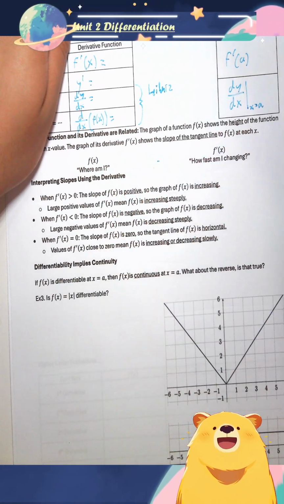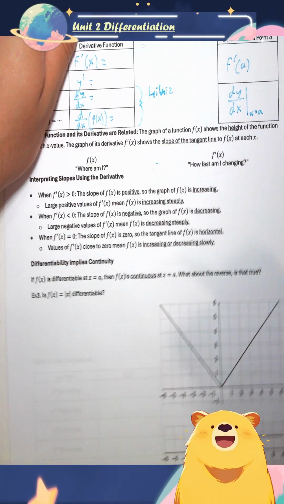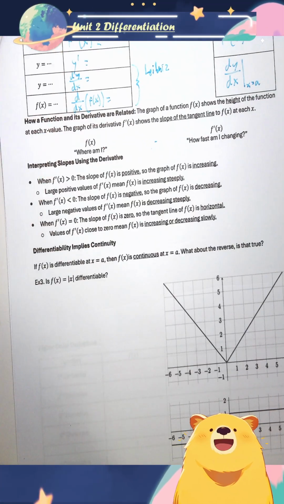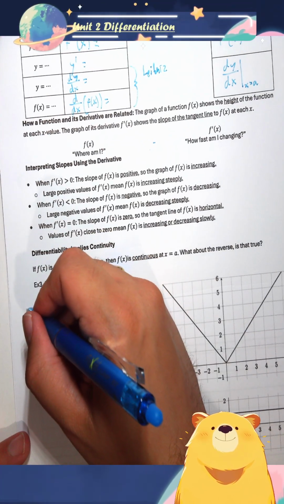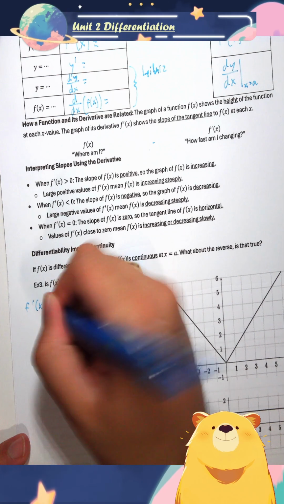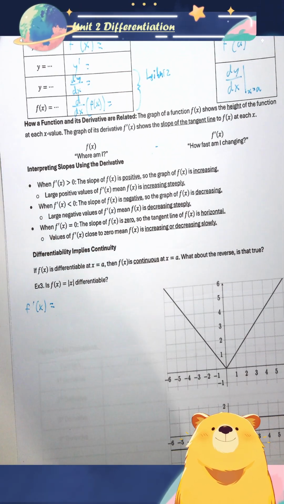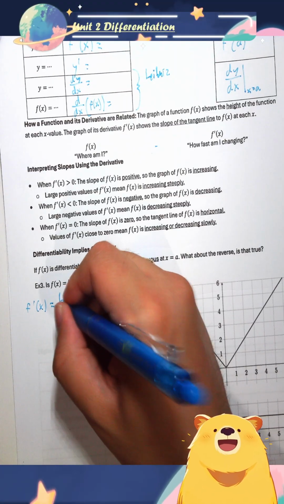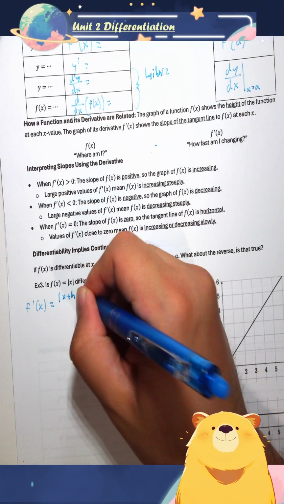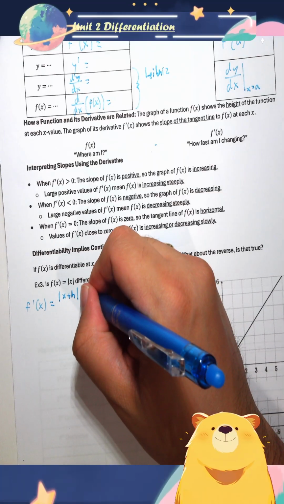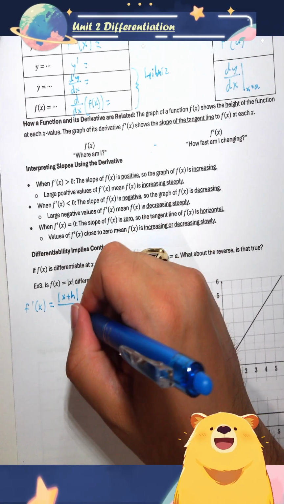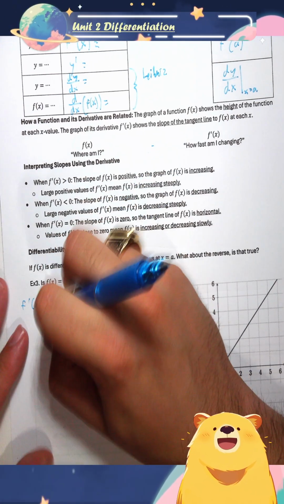Well, let's just pretend we were asked to find a derivative, okay? So if we're asked to find a derivative, we're going to go ahead and do f prime of x. And this is going to be equal to the absolute value of x plus h, minus the absolute value of x, over h. Oh, I keep forgetting to write the limit. Excuse me.